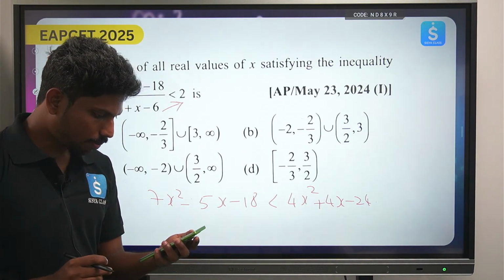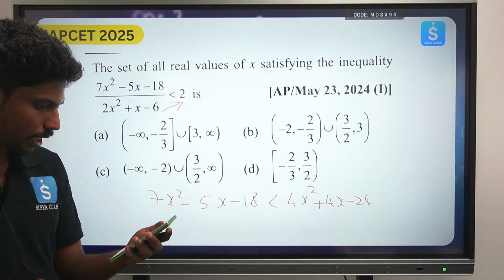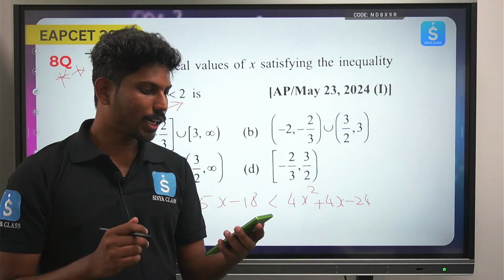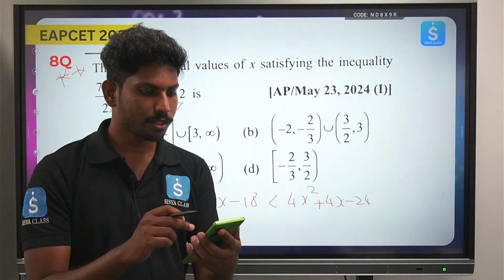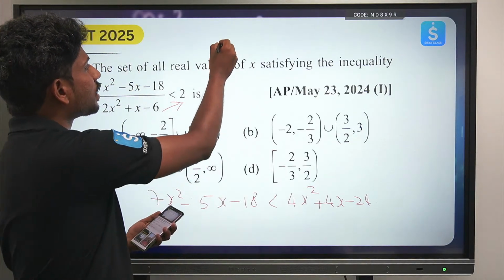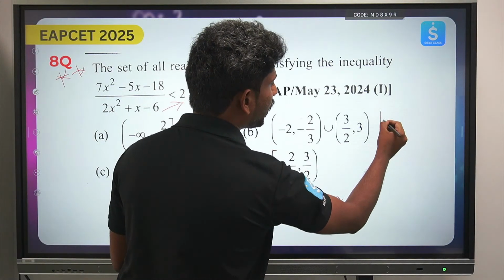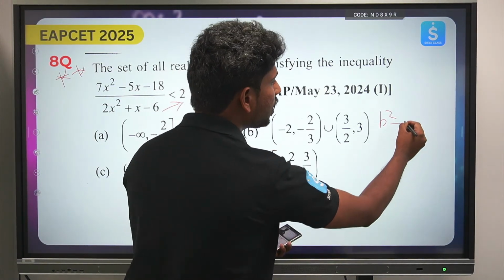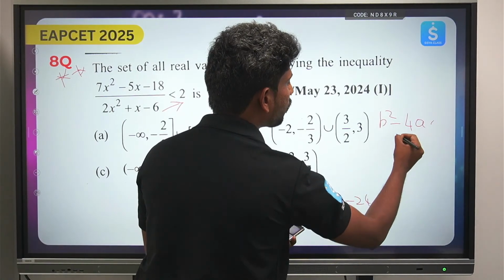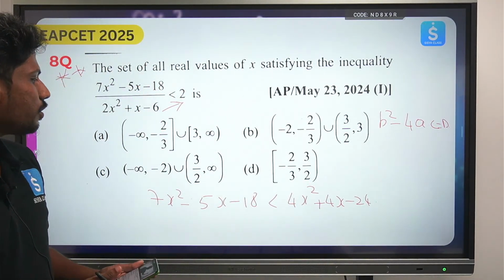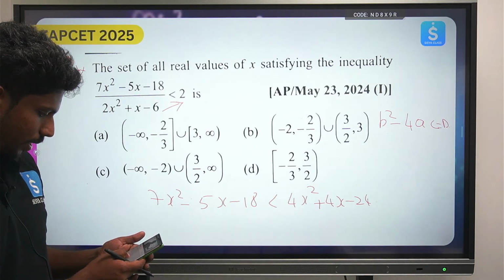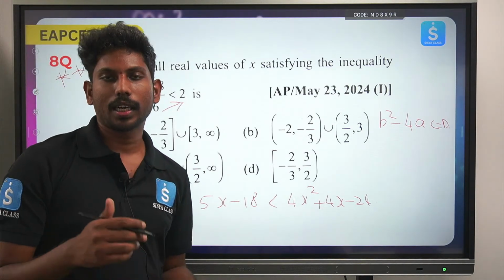How to find the discriminant? You can find the discriminant directly using the formula, that is b square minus 4ac. This is how you can find the discriminant. The next one is, how can you find, what did you ask? The next one is, yeah, PYQ, yeah, 100%.